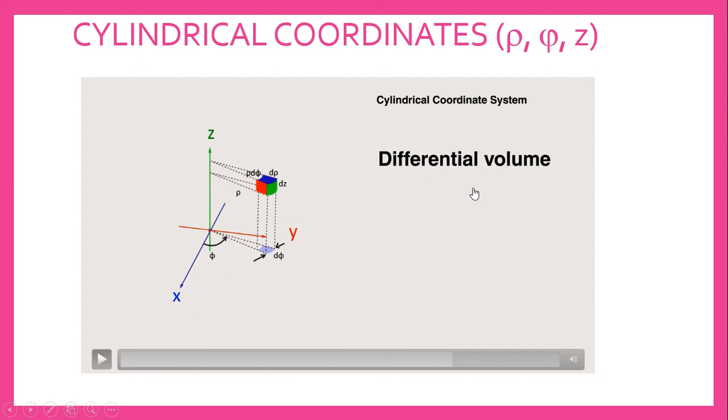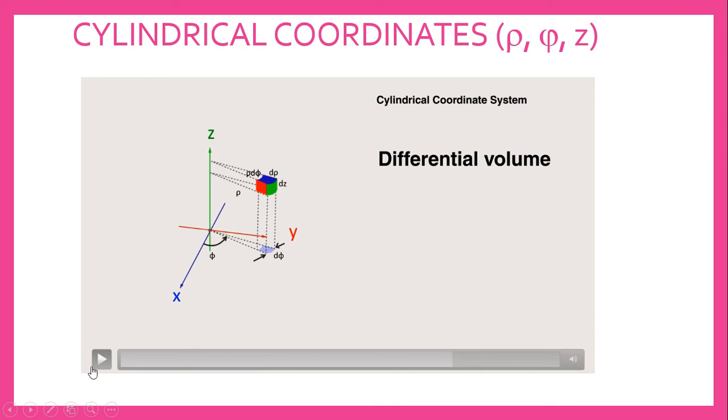So differential volume is given by, see here, a small volume. In the cylinder you are going to take a small element, and this will be dz, because it is the height dz, and the small radius d rho. So this one dz, see here, this one dz, and this one d rho. What about this one? So we have to go for s equal to r theta. Here r is rho, and theta is the small angle d phi. So this value will be rho into d phi.